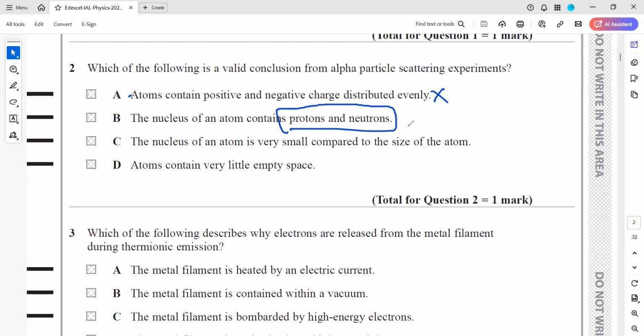He said mass is concentrated at the center, as in his Rutherford experiment. The existence of a proton or neutron was not known at that time. He did not say anything about protons present in the nucleus. It's just a structure of an atom. Since protons and neutrons were not discovered at that time, he cannot state that. The nucleus of an atom is very small compared to the size of an atom. That's right. Most of the atom is empty space. So C is the right answer.